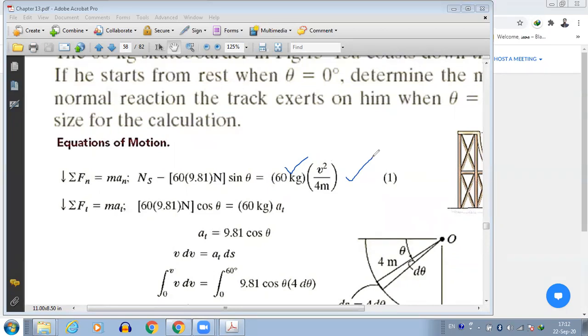Is there anyone who does not understand the solution? Is there anyone who does not understand how we make the equilibrium of forces in the normal and tangential direction? How do we make these two equations? Is there anyone who does not understand that?